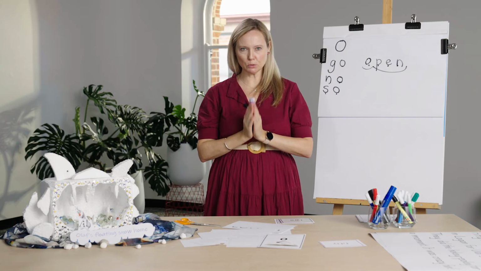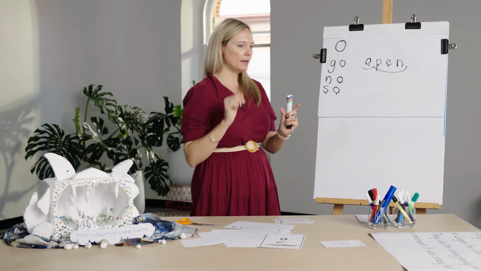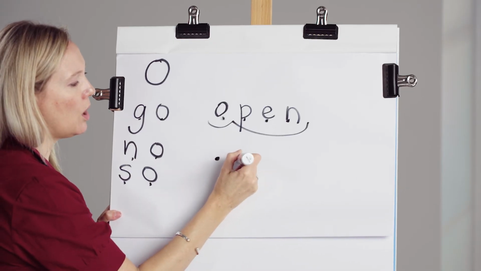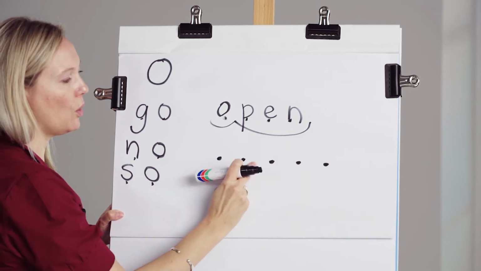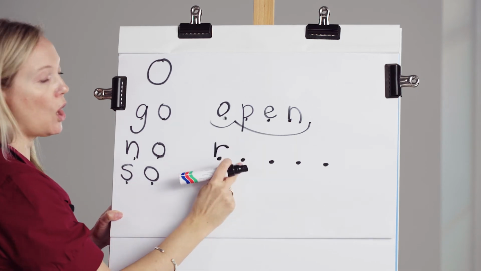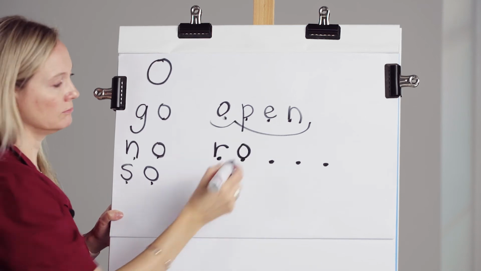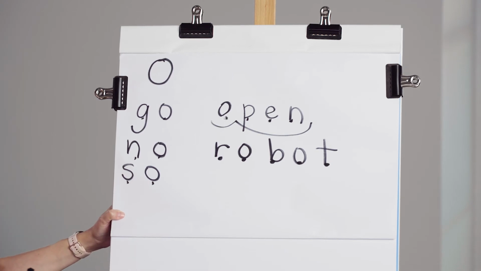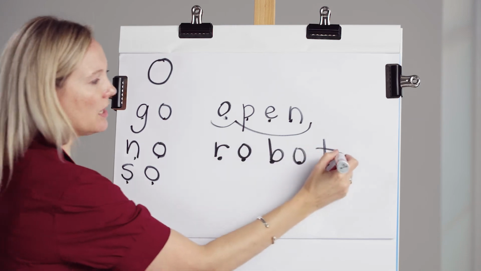Let's chop it into syllables. Robot. Two syllables. How many phonemes? I'll tap them over here. R-O. B-O-T. Robot. R-O. Bot. Easy. How did you go? Do your words look like mine? Give yourself a tick.